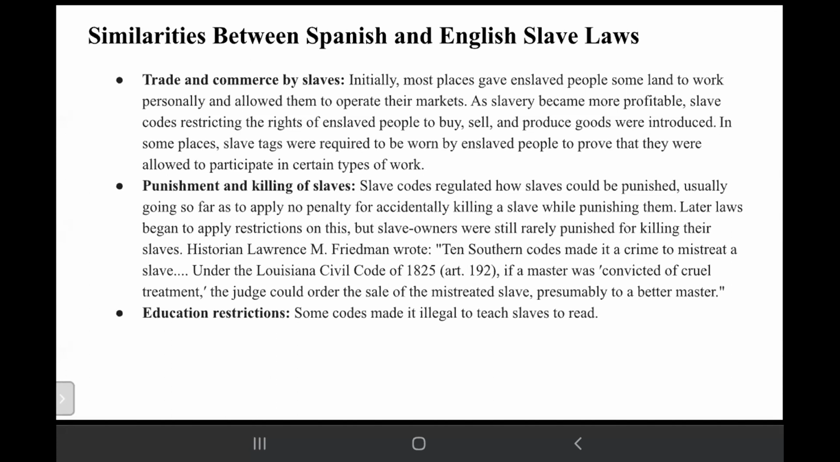Historian Lawrence M. Friedman wrote, 10 Southern codes made it a crime to mistreat a slave. Under the Louisiana Civil Code of 1825, if a master was convicted of cruel treatment, the judge could order the sale of the mistreated slave, presumably to a better master. Education restrictions. Some codes made it illegal to teach slaves to read.